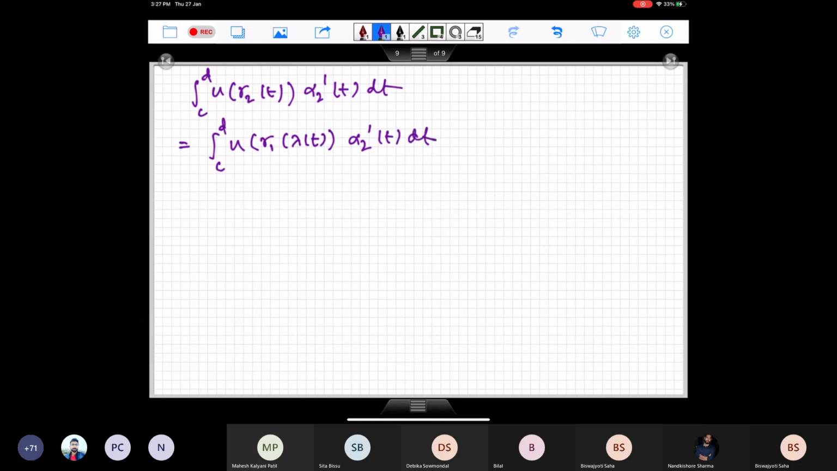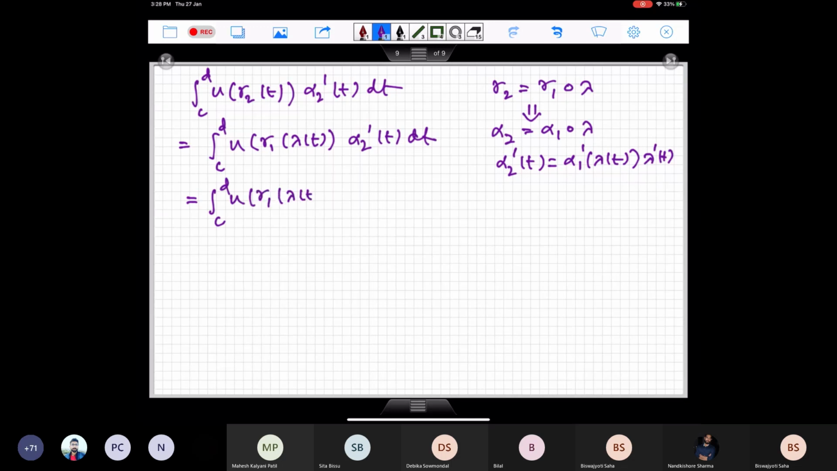Now, since gamma 2 is gamma 1 composed with lambda, this also implies that alpha 2 is alpha 1 composed with lambda. When you have a composed function like this, the derivative is given by the chain rule. So alpha 2 prime t is alpha 1 prime of lambda t times lambda prime t. There is no dt over here. So I can write this as the integral from C to D of U of gamma 1 of lambda t, times alpha 1 prime of lambda t, times lambda prime t dt.